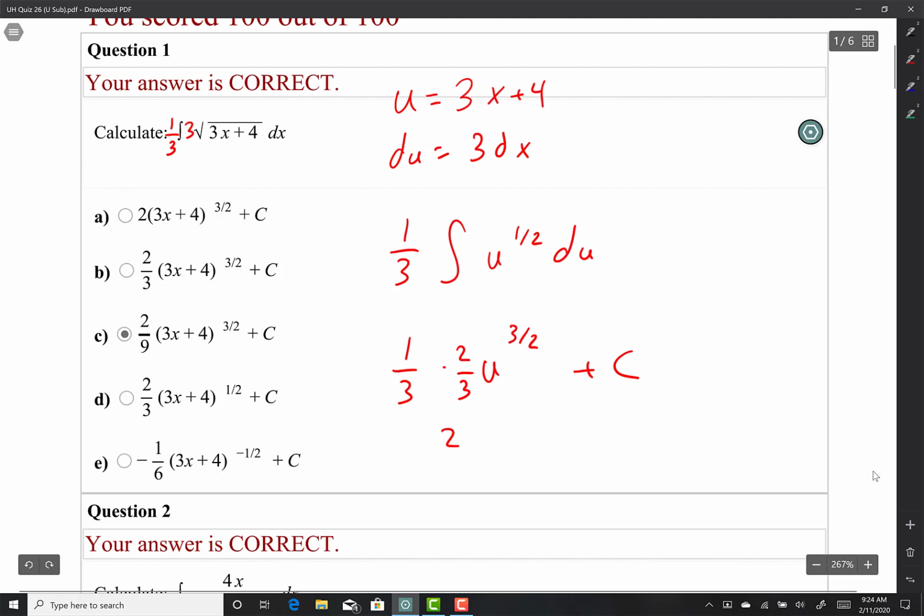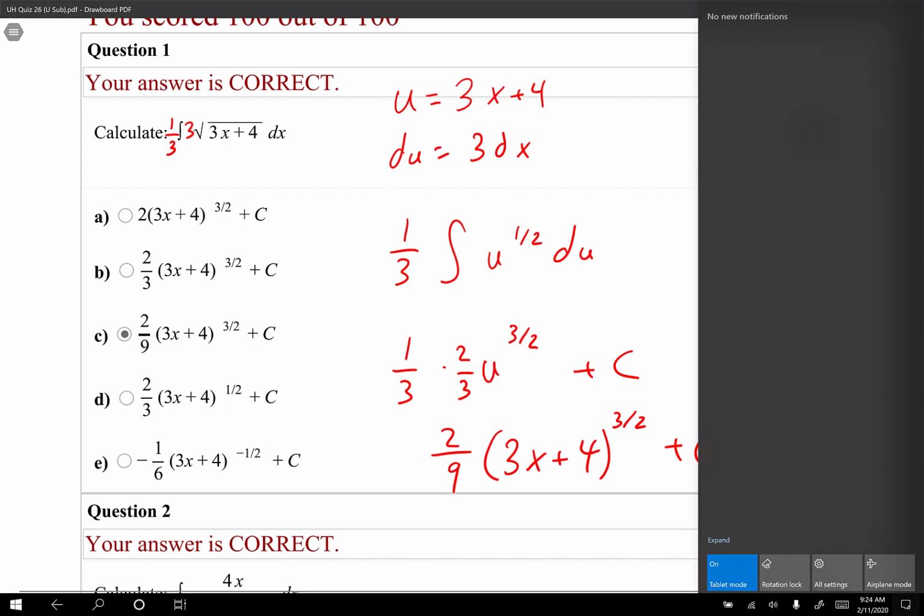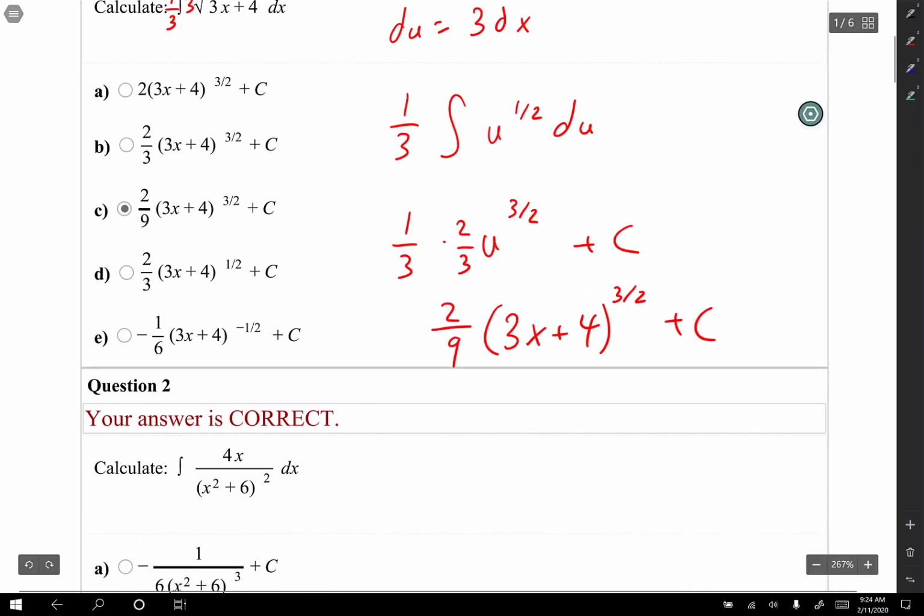So let's see what that is: 2/9, and then plug back what u is, (3x plus 4) to the 3/2 plus c. Put this in tablet mode, and then we'll look for that answer.